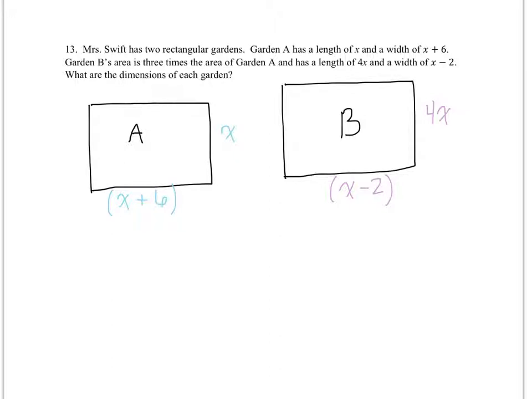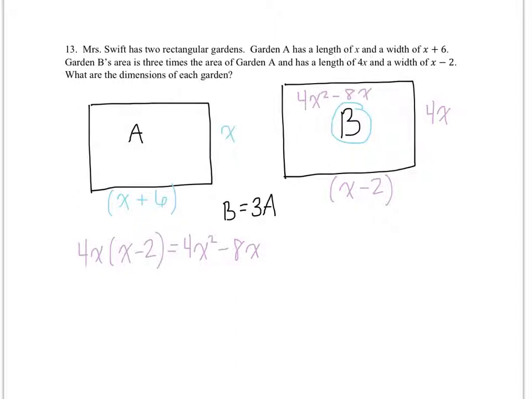If we're trying to find the dimensions and we know that Garden B is 3 times the area of Garden A, we have to find the area of each one as it stands. So the area of Garden B is 4x times x minus 2, and that is 4x squared minus 8x. So that's Garden B's area, 4x squared minus 8x.